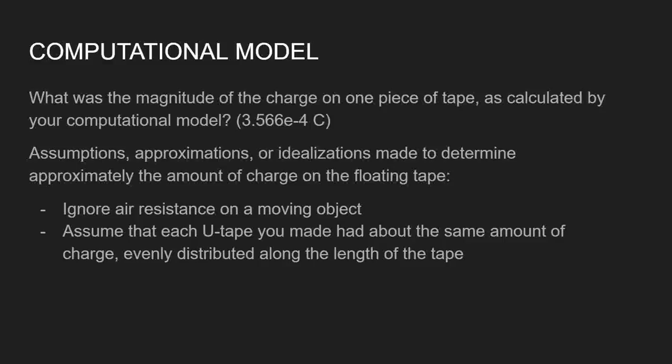The magnitude of the charge on one piece of tape as calculated by the computational model ended up being 3.566 times 10 to the negative 4th coulombs. For this model, we made 2 assumptions. We ignored air resistance on a moving object as before, and we assumed that each U-tape we made had the same amount of charge evenly distributed along the length of the tape.